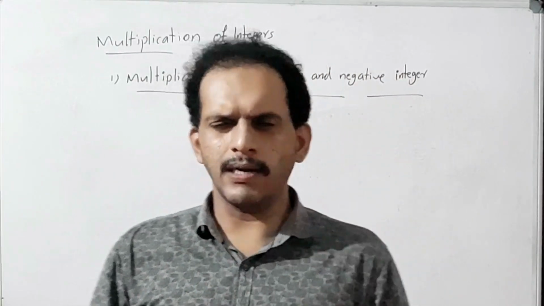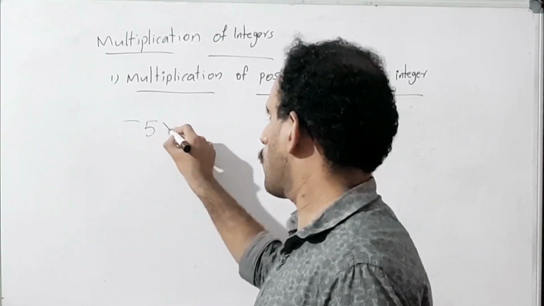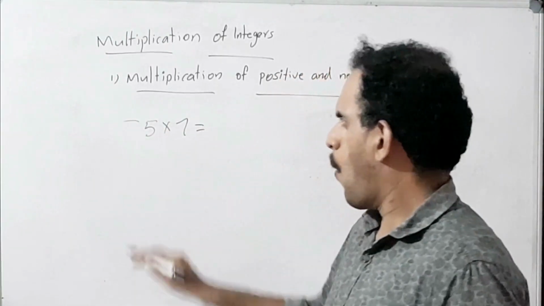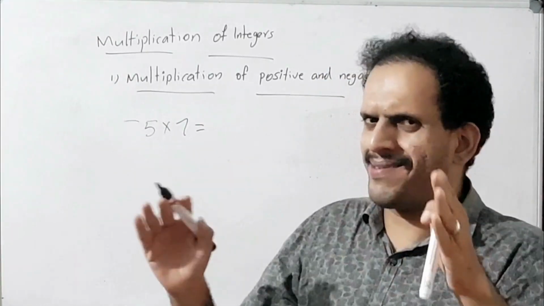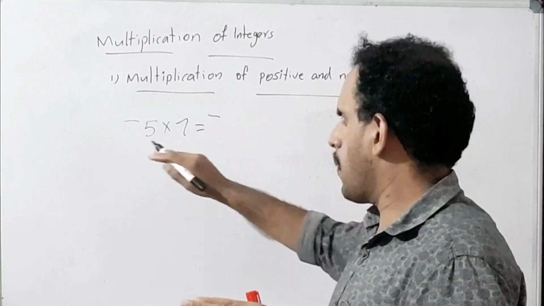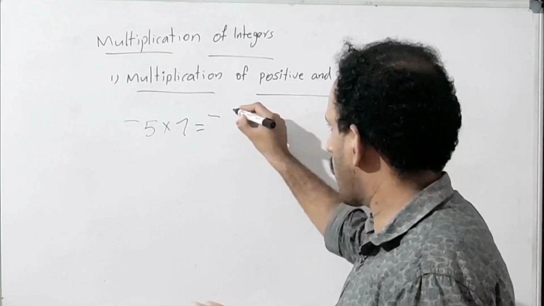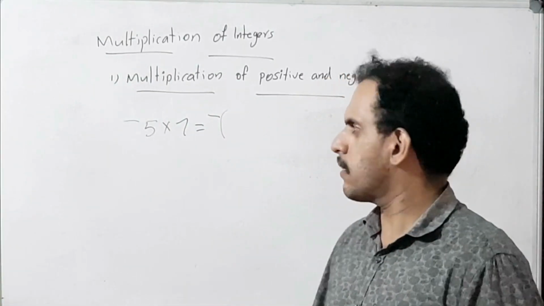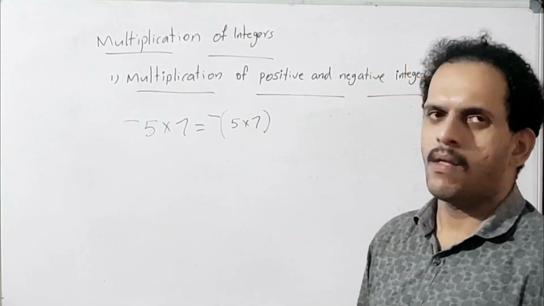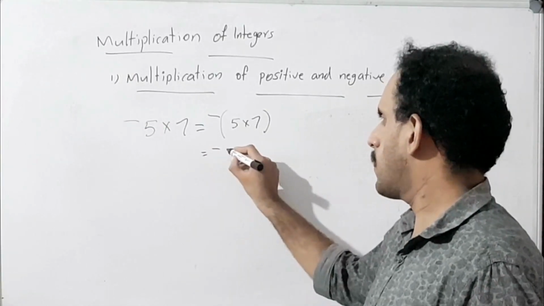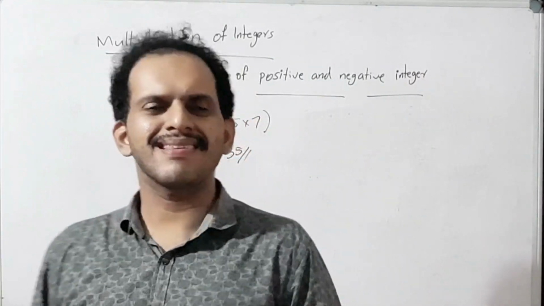One more time to listen. How do we multiply minus 5 into 7? One is a negative number, one is a positive number. We know the idea: the product is negative. If you multiply one negative and one positive integer, the product is negative. Then what is 5 into 7? 35. So we conclude minus 5 into 7 is equal to minus 35.